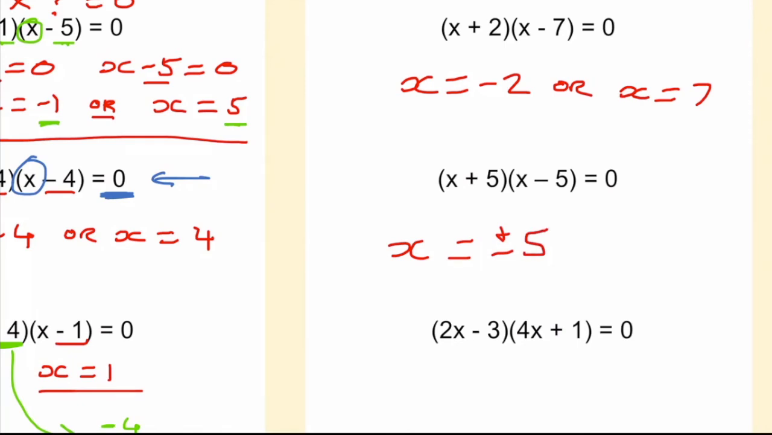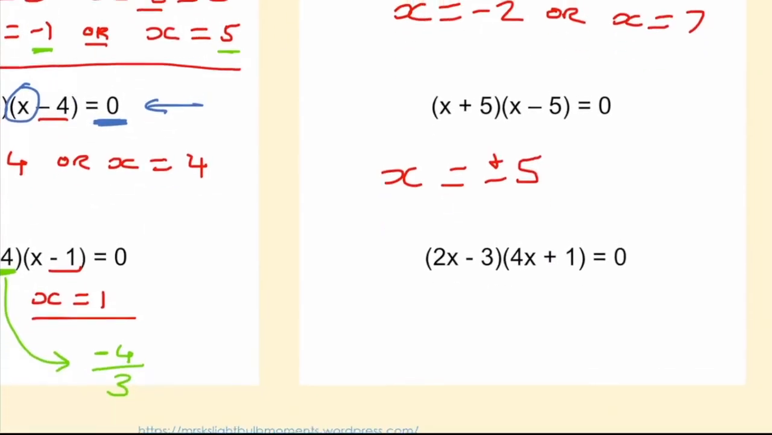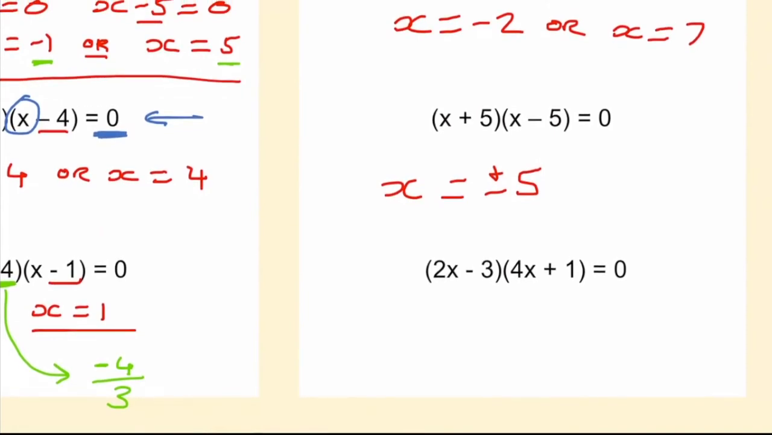We've got the minus 5 from the first bracket, a plus 5 from the second. Flip the signs. Our last one is the slightly more challenging one. We've got x equals, now it's going to be a positive 3, but it's going to be over 2 because there were 2 x's. And with our second bracket, we're going to have x equals negative 1, but it's going to be over 4 because there were 4 x's. So x equals 3 over 2 or x equals minus 1 over 4.